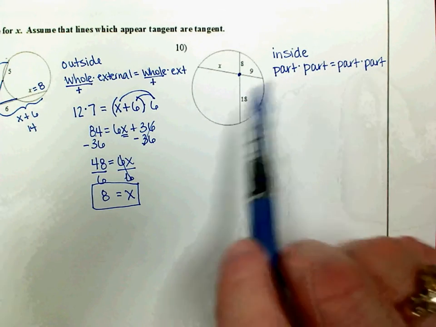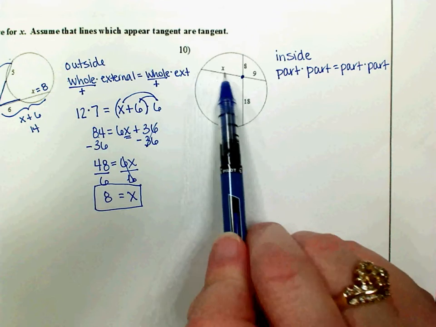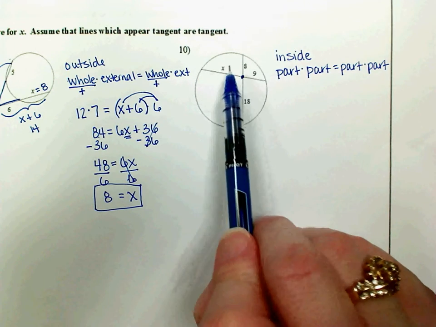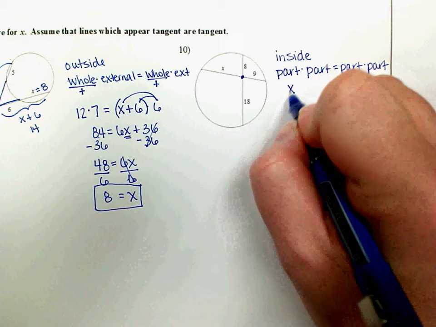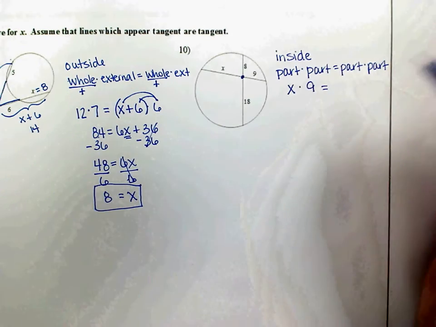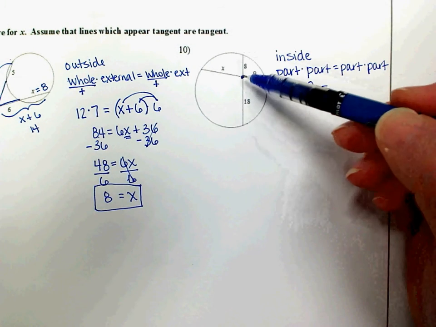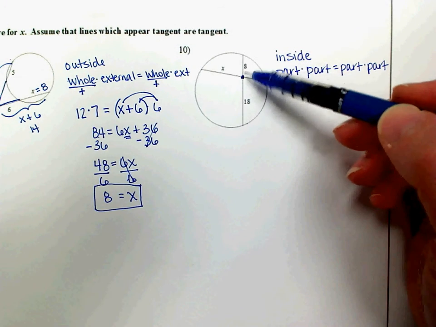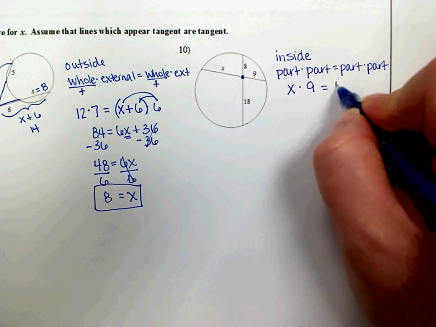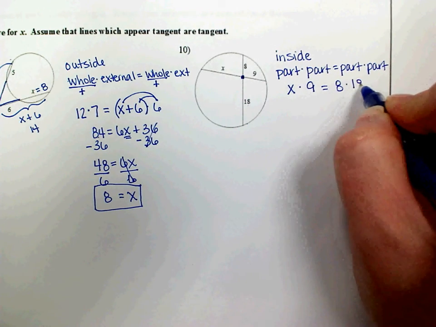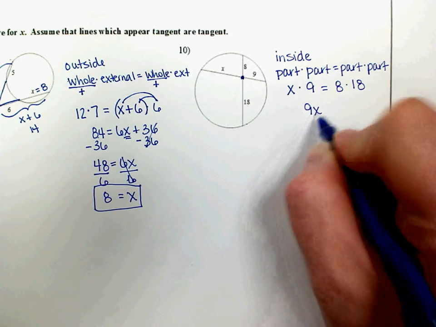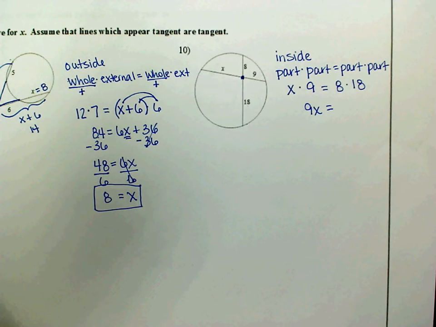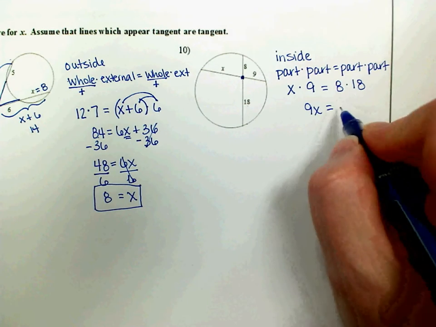On number 10, since the intersection is inside, the relationship is part times part equals part times part. So this chord is split up into two parts, a part that is x and a part that is 9. So I'm going to multiply x times 9. The other chord is split up into two parts too, 8 and 18. So it's going to be 8 times 18. So 9 times x we know can just be written as 9x. 8 times 18 is 144.